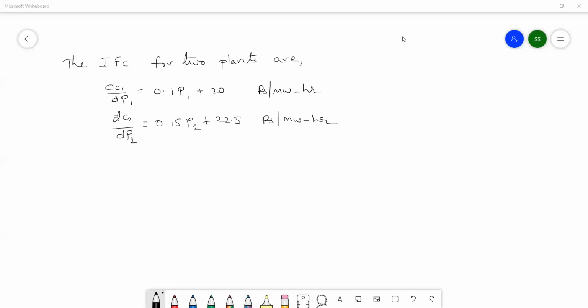Already they have given dou P1 by dou P2. So you can directly calculate L2, that is 1 minus dou P1 by dou P2, hence 1 by 1 minus dou P1 by dou P2. By substituting, you will get the penalty factor for plant 2. By using this, you can calculate the penalty factor for plant 1. Do it and tell me the L1, L2 values.